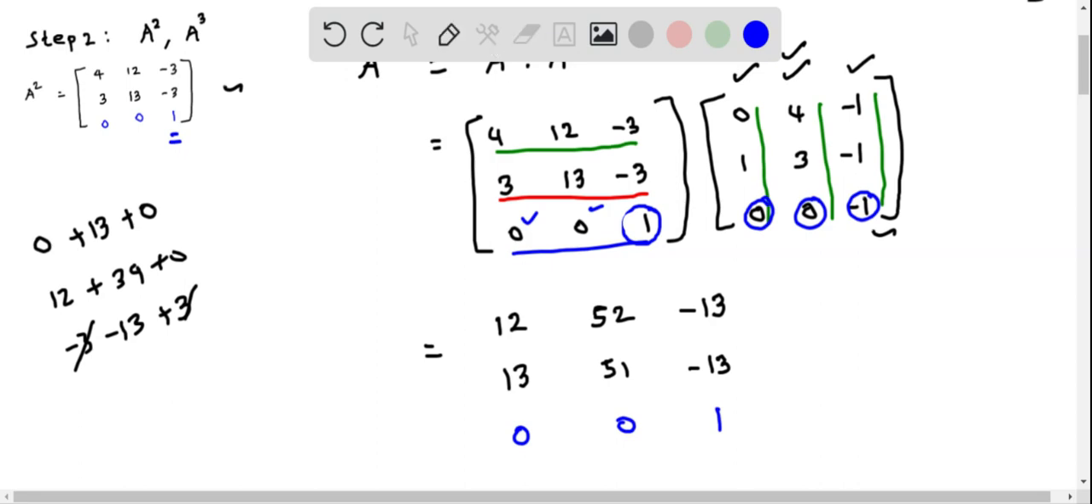So now when we multiply, we'll get 1 times negative 1 is negative 1. So this will be negative 1. So this represents the matrix A3.